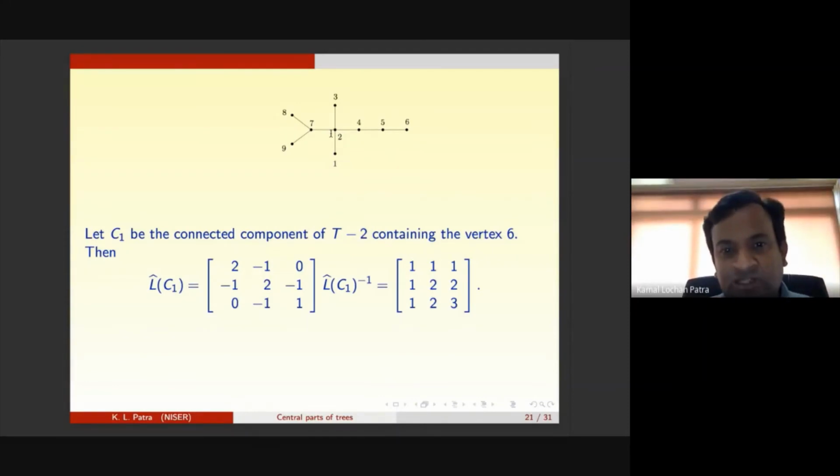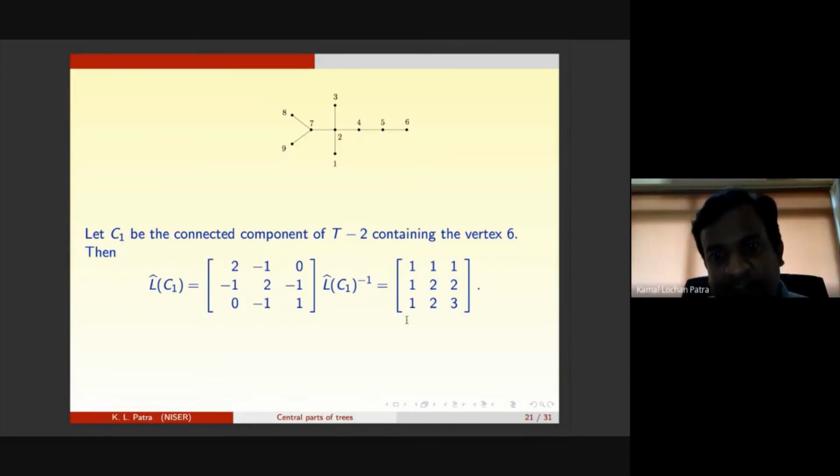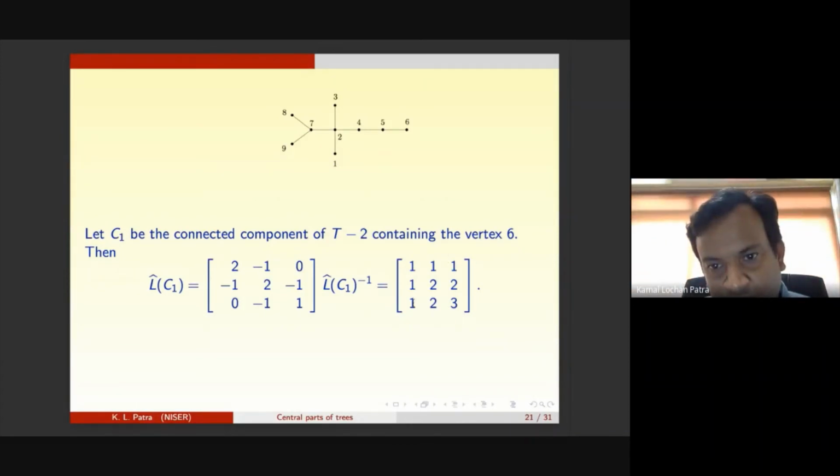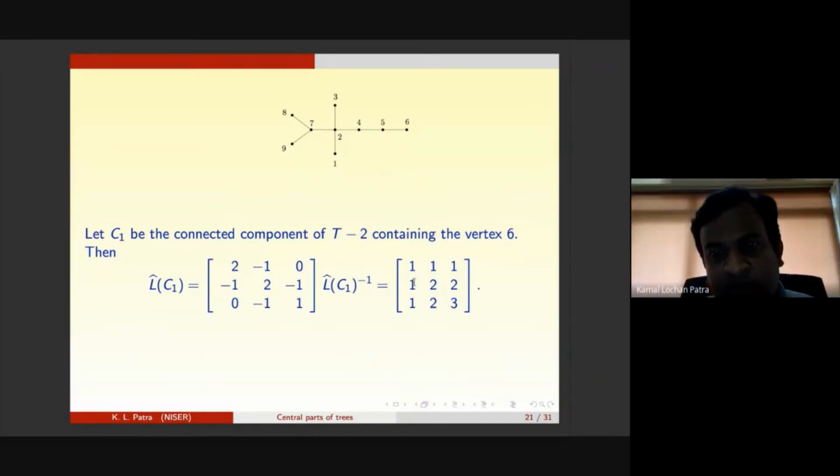In this way, whatever component you delete, for the corresponding matrix you can find the inverse by looking at the structure. So this is a really interesting result which can be used, because this matrix is a positive matrix, and Perron-Frobenius theory can be used to say something about the Perron branch.